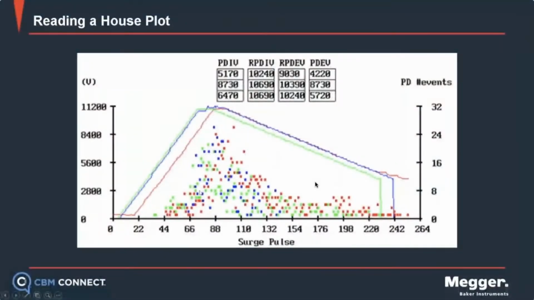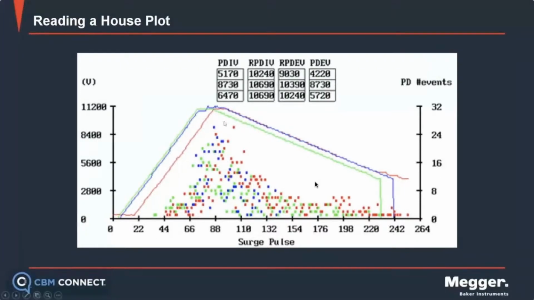Okay. Now this is what we call a house plot, and this is a common way of displaying the partial discharge activity that occurs throughout the entirety of the test. And we don't have a whole lot of time. I can't get into a lot of the specifics of how to analyze this. Basically, the lines represent the voltage, the peak high surge voltage, with its y-axis on the left here, and then the dots represent partial discharge events. And remember, PD events are where the partial discharge high frequency pokes through the threshold.